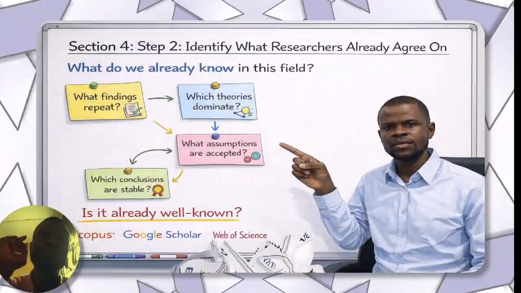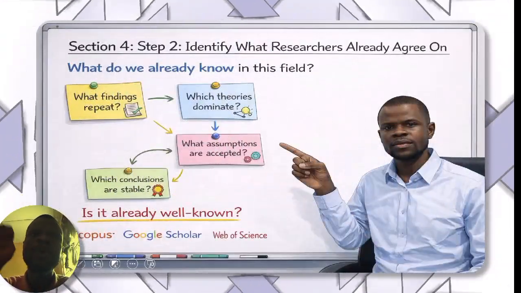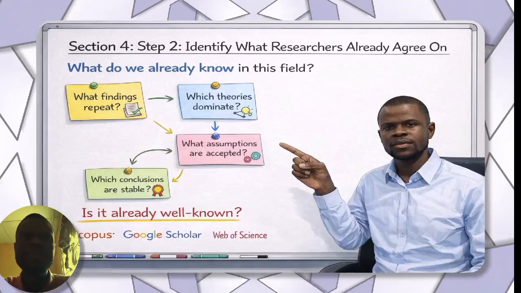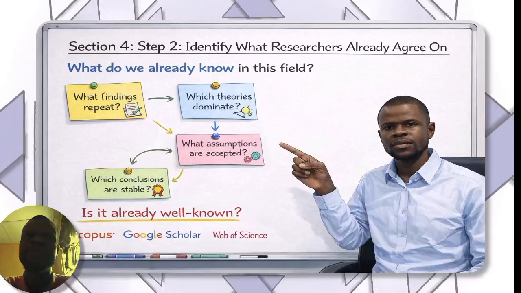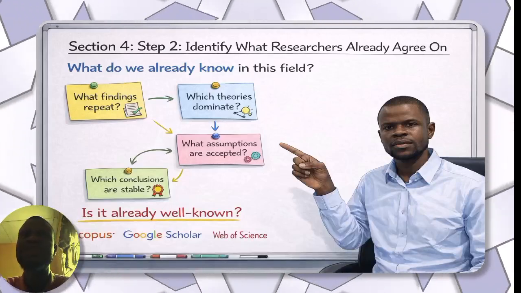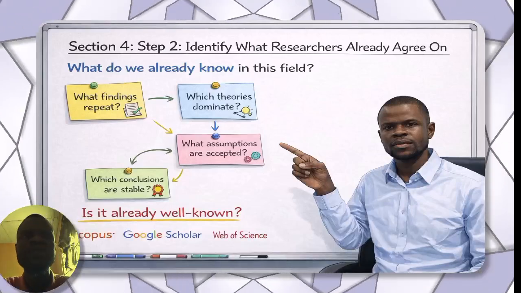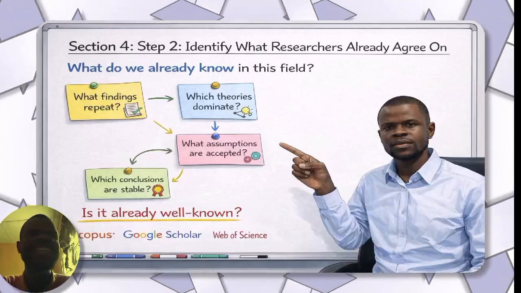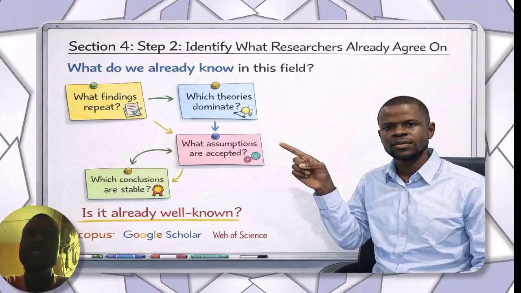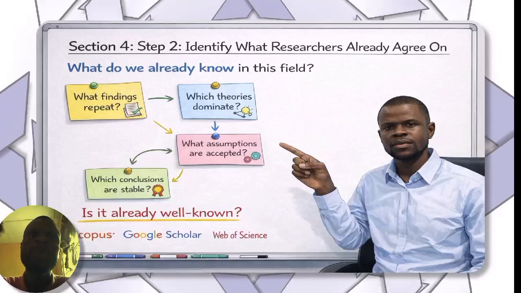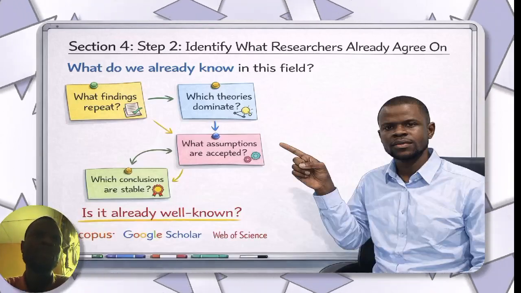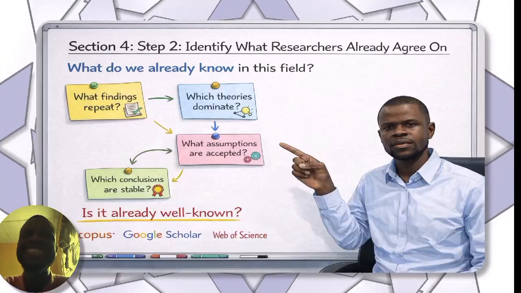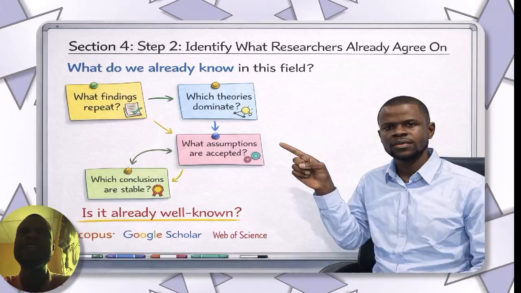So step two is what? To identify what researchers already agree on. Before you can identify a research gap, you must first understand what the field already knows. Ask yourself these questions. What findings appear repeatedly in the literature? Which theories are commonly accepted? What conclusions do researchers strongly agree on? These steps help you avoid selecting problems that have already been solved.